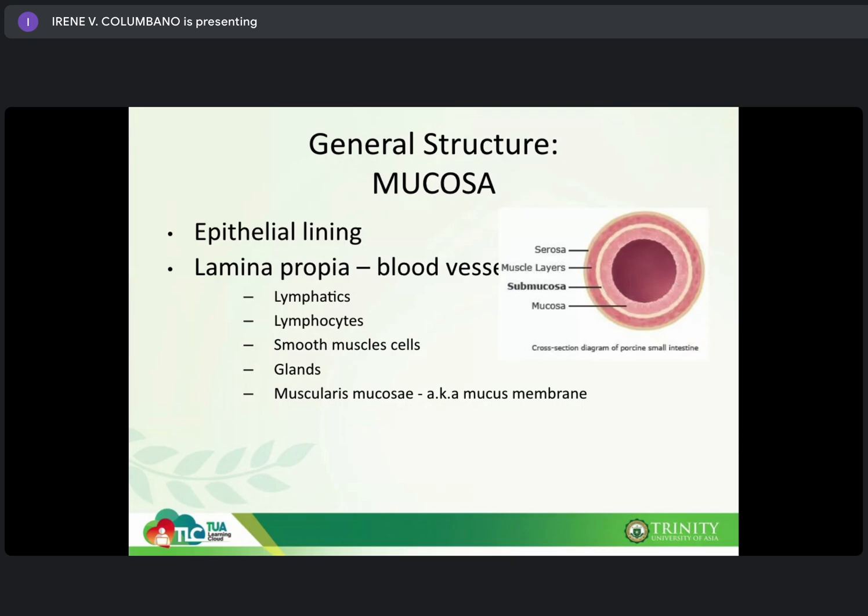So mucosa, ito yung innermost layer. It consists of epithelial lining, the lamina propria which includes the blood vessels, lymphocytes, lymphatics, smooth muscle cells, glands, and the muscularis mucosae. It is also known as the mucous membrane.